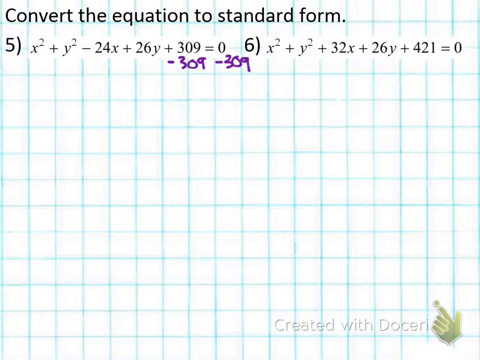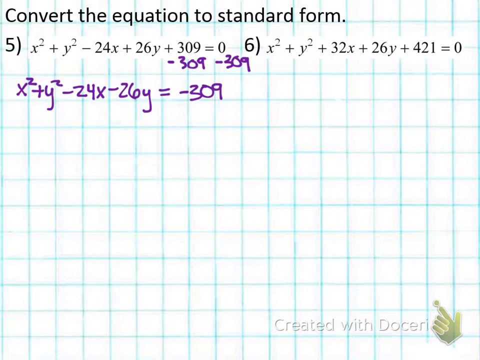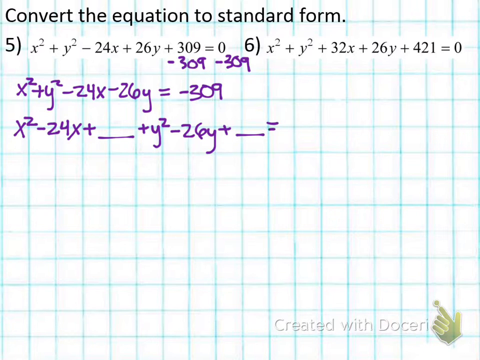On the left-hand side, I only have x's and y's, so this is x squared plus y squared minus 24x plus 26y equals -309. Okay, just moving that over to the other side. Then you want to group the x's and y's together. So x squared minus 24x plus, I'm going to leave a space for me to complete the square for the x terms. Then I have y squared minus 26y, and I'm going to leave a space to complete the square here, and then minus my 309.